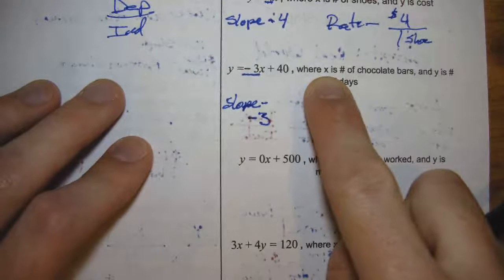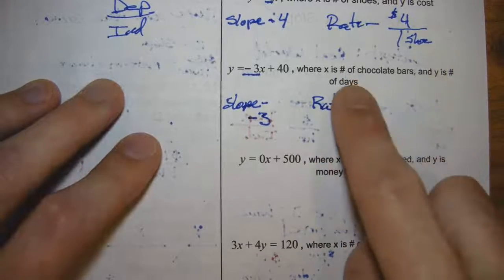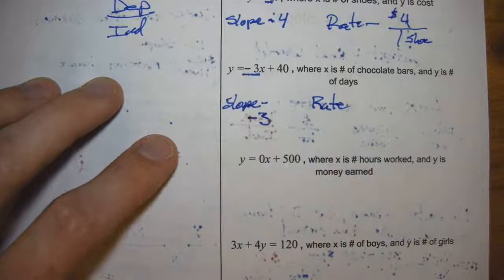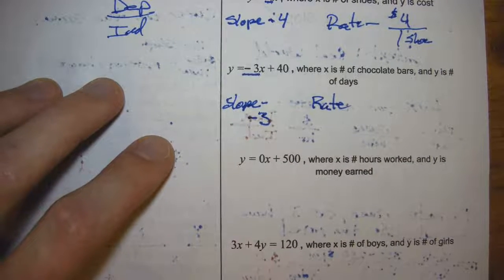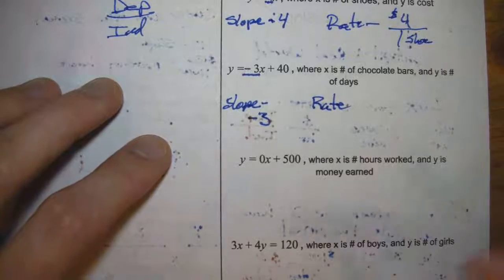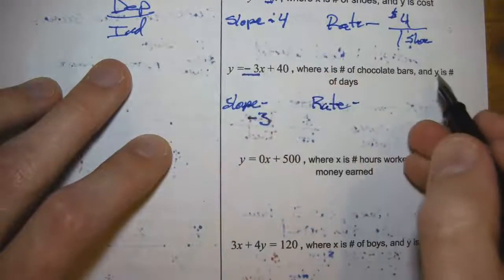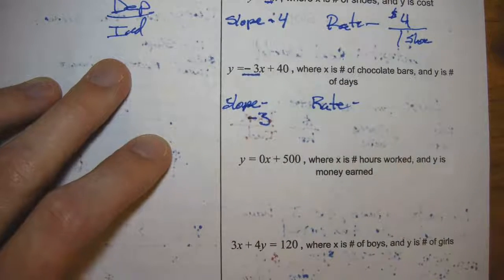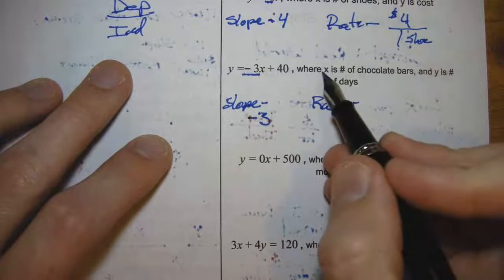X is independent, remember. So X is the number of chocolate bars, okay? And Y is the number of days. Well, notice this slope is negative, so it looks like we're losing chocolate bars. So maybe we've got a situation where we've got a house full of kids and they're eating them, maybe after Easter or something. So let's write our rate out. Remember, it's dependent over independent. So Y is the number of days that have elapsed, where X is the number of chocolate bars that we've got. I think I may have that written backwards, actually.